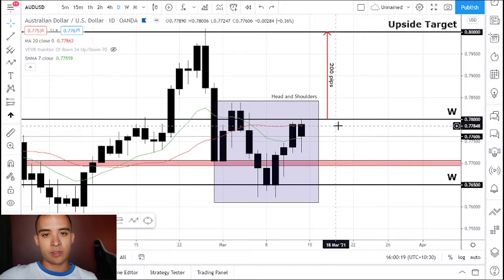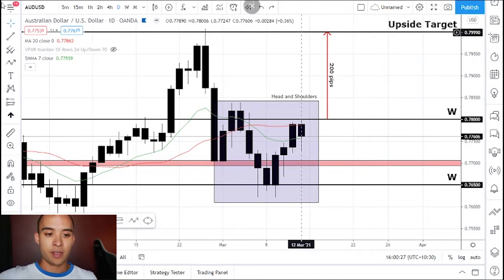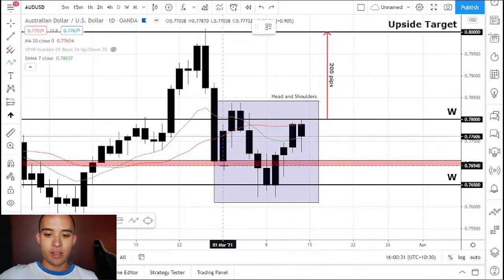So in Forex, when you're analyzing charts, we never know exactly what's going to happen. We can only see what has happened and go on from there. So that's why it's a big waiting game. It's lots of patience. The reason why I have this as a head and shoulders is because of this.